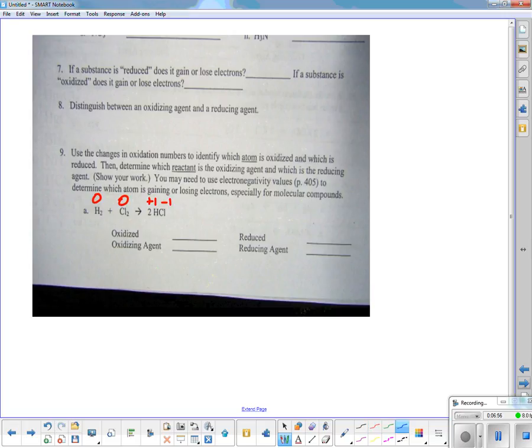Now we can go through and say, okay, hydrogen has become more positive. So it is Leo, which is oxidized. Okay, and chlorine has become more negative. Grr. So it is reduced. So as we put this in then, if chlorine is reduced, it'll go here. And hydrogen is oxidized, it will go here. And then remember, it's opposite for the agent. So if I'm oxidized, I'm the reducing agent. If I'm reduced, I'm the oxidizing agent.